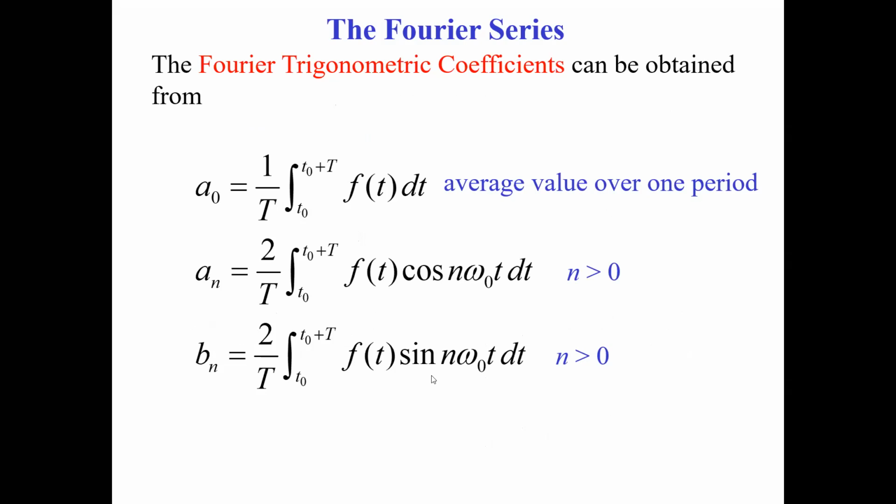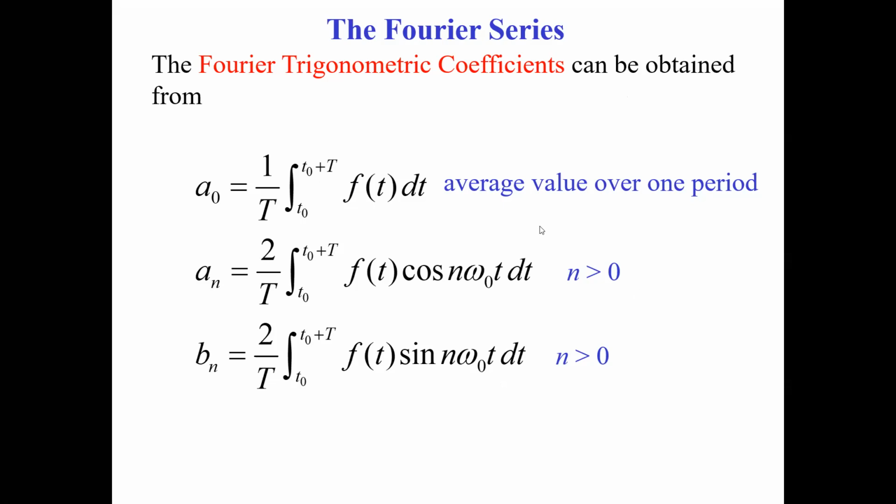So the Fourier trigonometric coefficients can be obtained. a naught is 1 by T, the integral from t naught to t naught plus T of f(t) dt, the average value over one period. a n is equal to 2 by T, the integral from t naught to t naught plus T of f(t) cos(n omega naught t) dt, for n greater than 0. b n is equal to 2 by T, the integral from t naught to t naught plus T of f(t) sin(n omega naught t) dt. So these are the trigonometric coefficients.